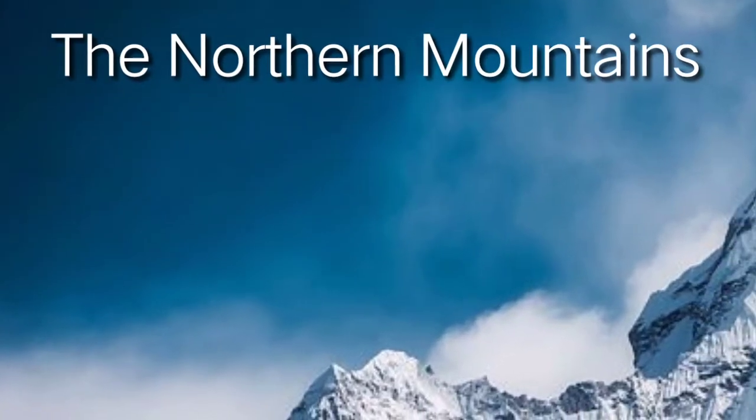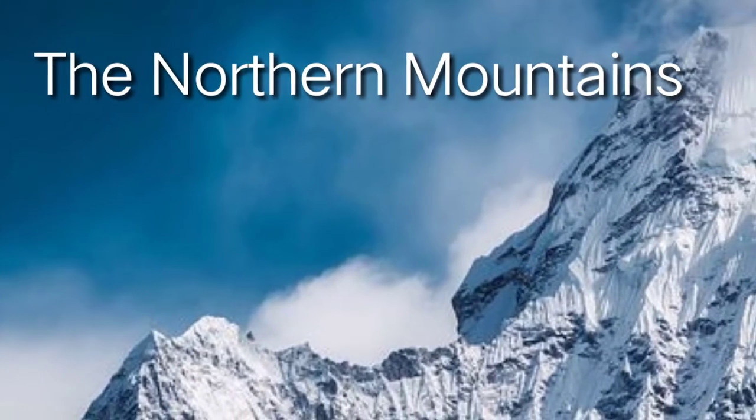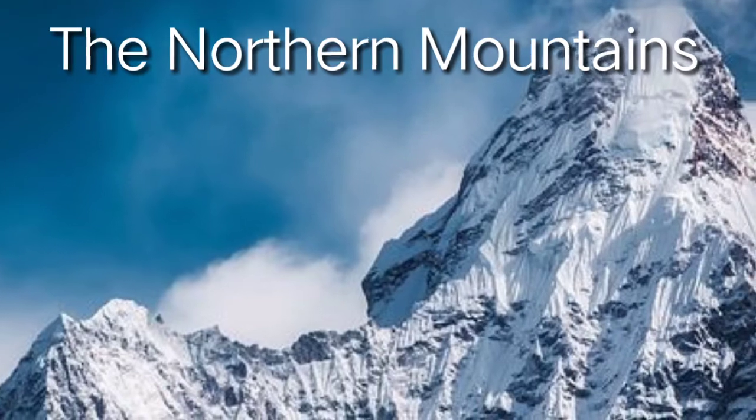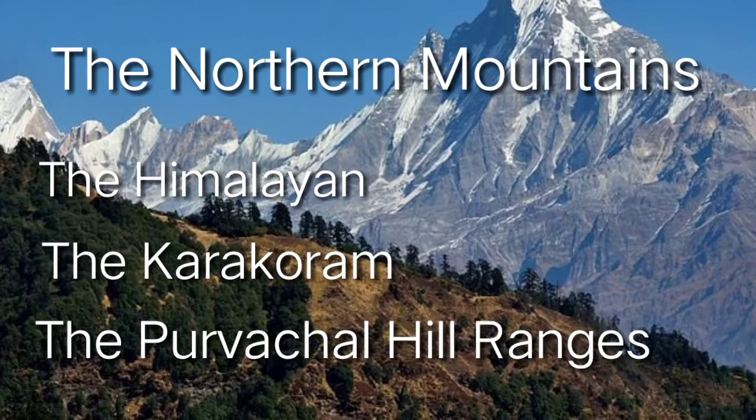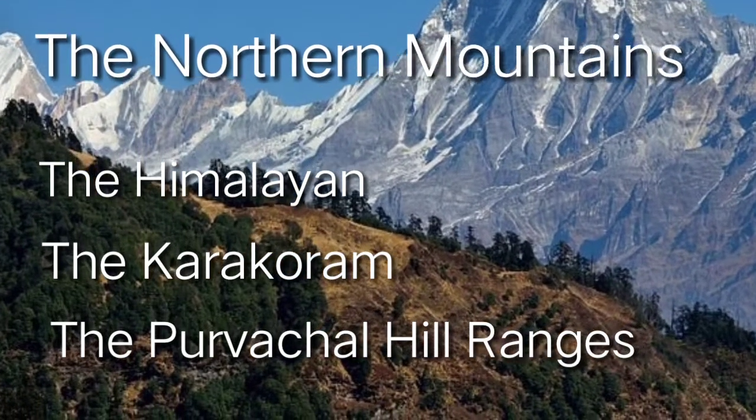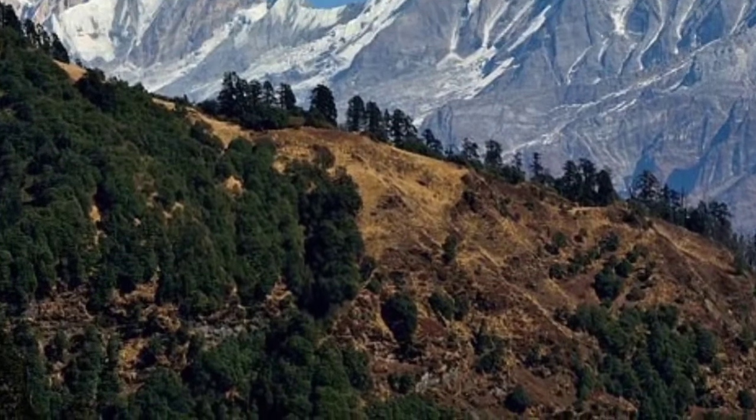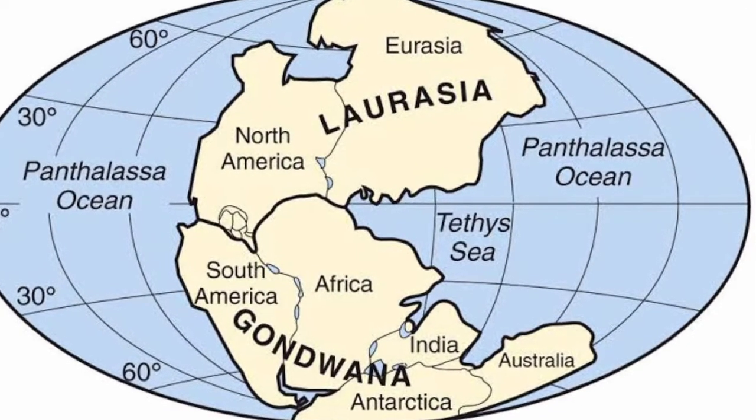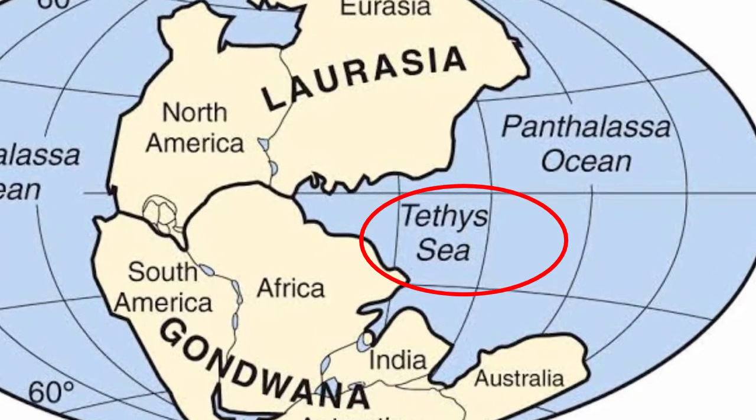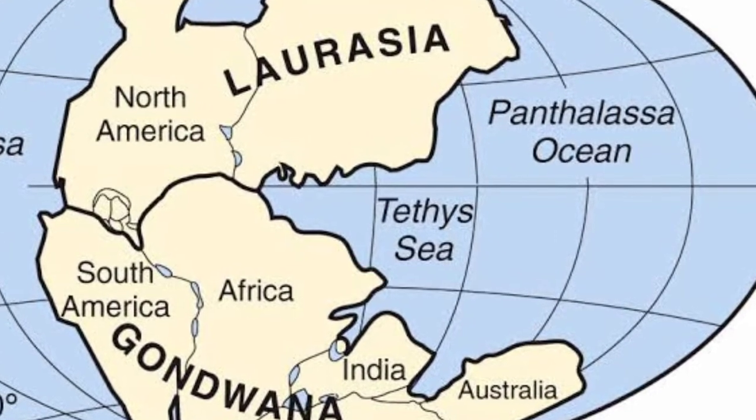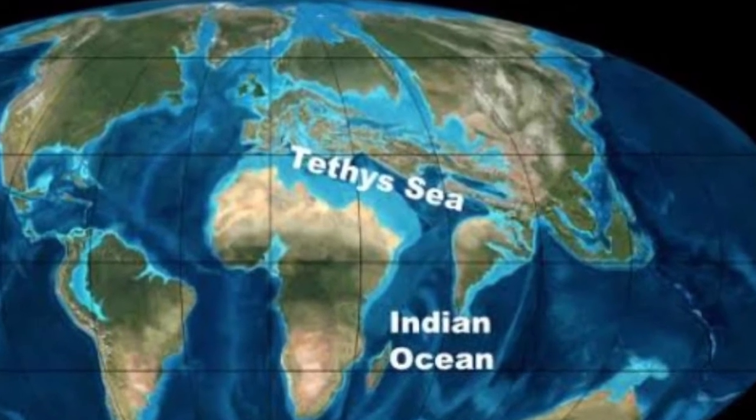The Northern Mountains. Yes, children, in this chapter we are going to study about the Northern Mountains. These Northern Mountains include the Himalayan and the Karakoram mountain ranges or Purvanchal hill ranges. And there is a fact. Do you know, children, before the Himalayas were formed, there existed a sea. And what was the name of that? That was called the Tethys Sea. Okay, in the place of the Himalayas, there was a sea, and its name was Tethys Sea.